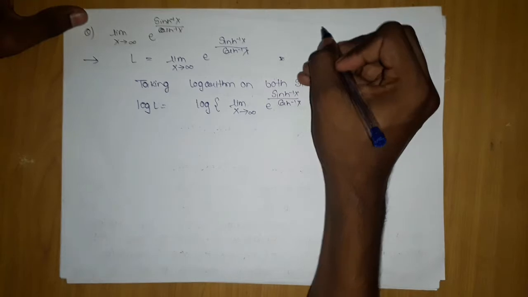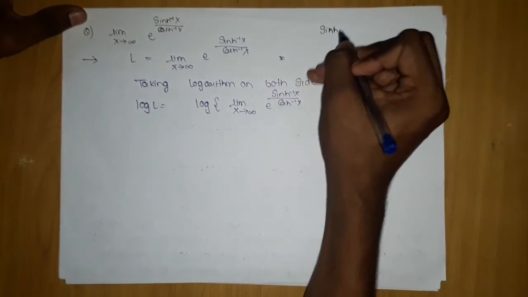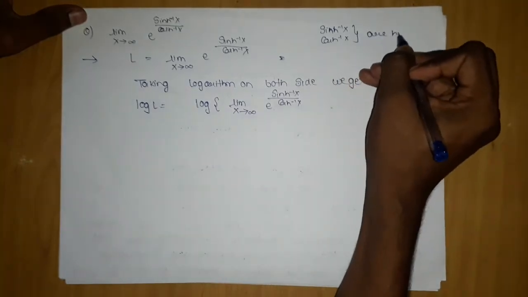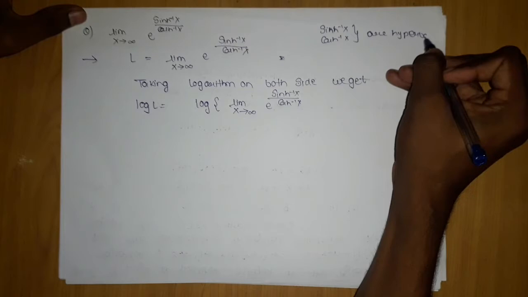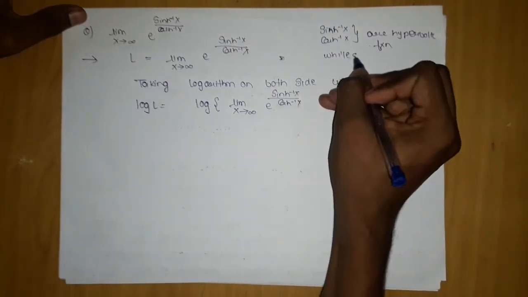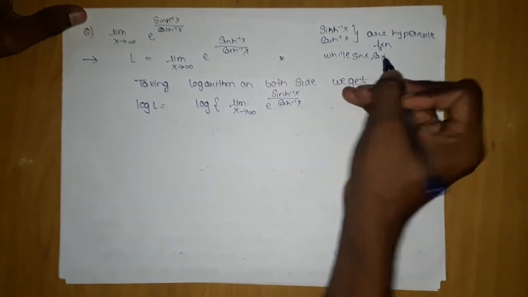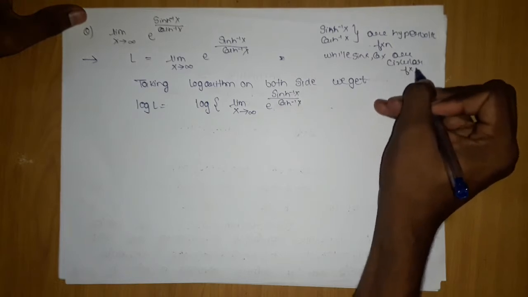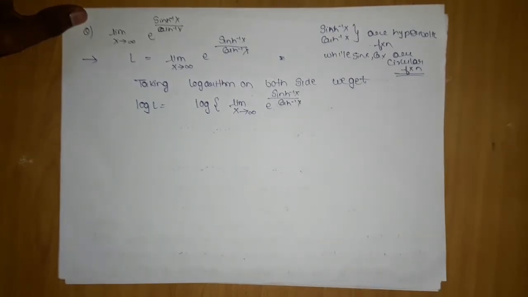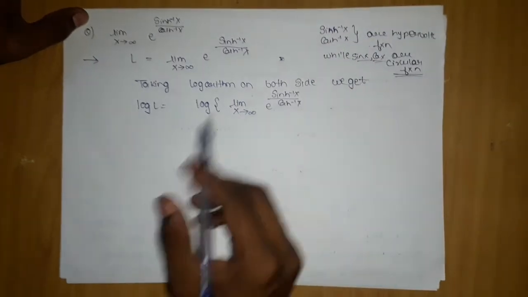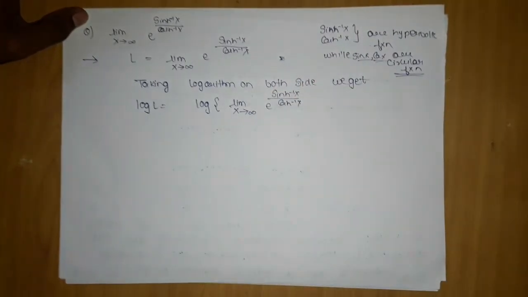Now one more thing, this sin h inverse x and cos h inverse x are hyperbolic functions, while sin x and cos x are circular functions. So you should not confuse them. Doesn't matter what you call them, but you should know this. The properties differ, they are entirely different from the circular functions.